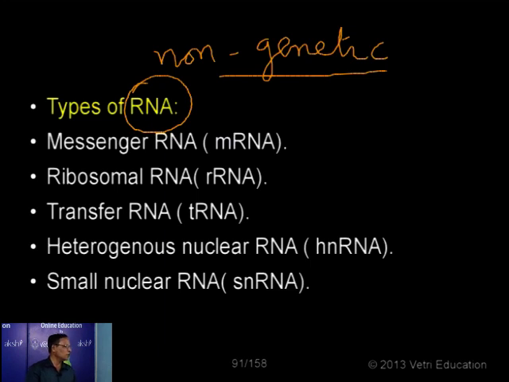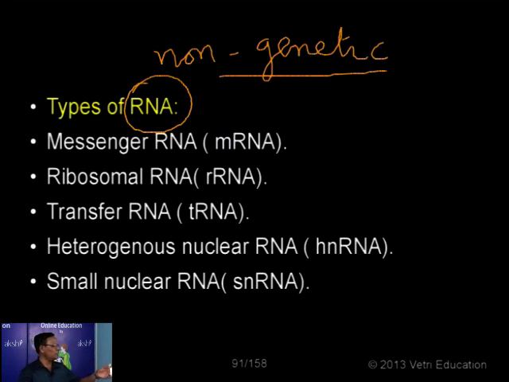Then another one, small nuclear RNA or snRNA. It normally acts as a catalyst in the case of one complex called the spliceosome, which I'll tell you more about later. So anyway, these are the five different types of RNAs found in a cell, concerned with doing different activities.